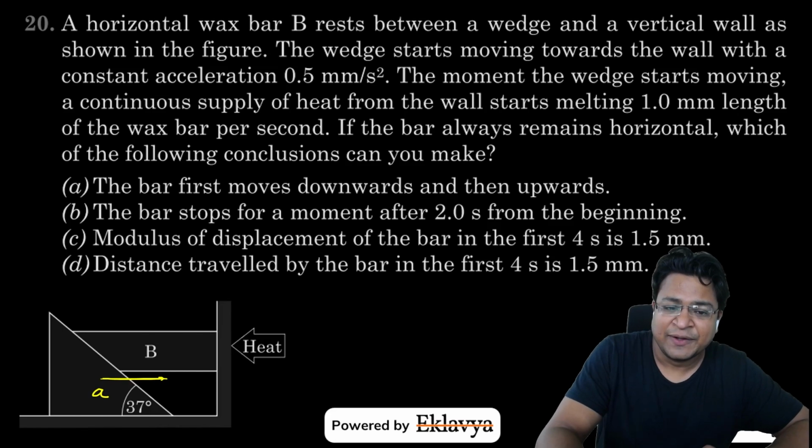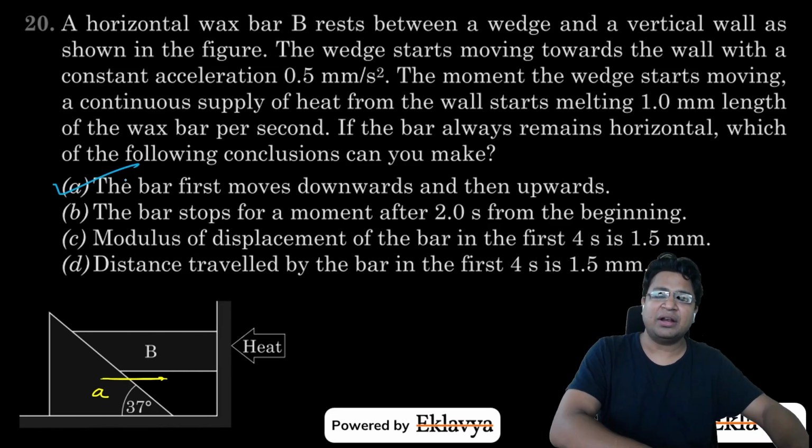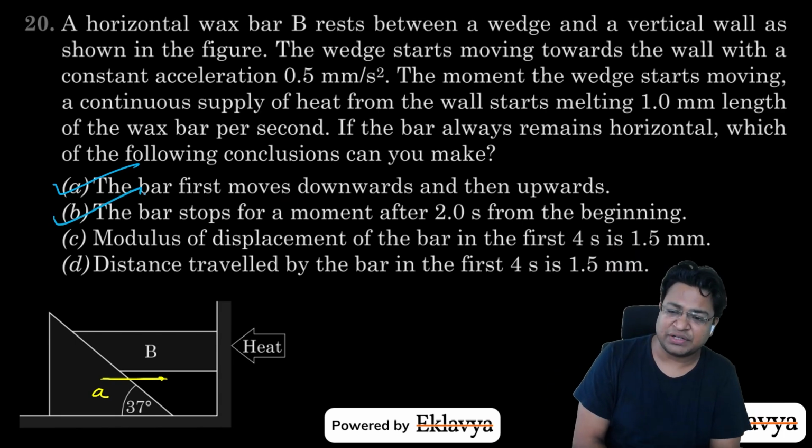Now let's read the options. The bar first moved downwards and then upwards. Yes, this is correct. The bar stops movement for a moment after 2 seconds from the beginning. So this is correct.